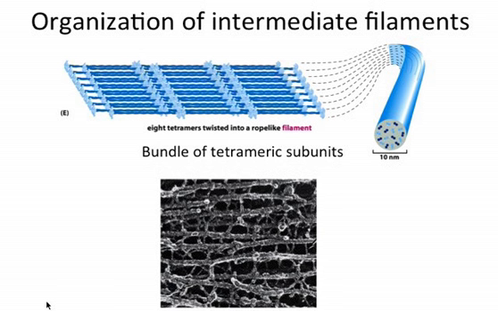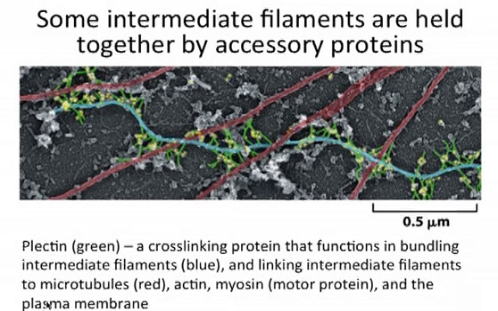That says neurofilaments are held together by lateral contacts. So a few words about organization of intermediate filaments. They're held together by lateral contacts, and they're also held together by accessory proteins. So this here is showing. I'll turn off the light. You see a little bit better.